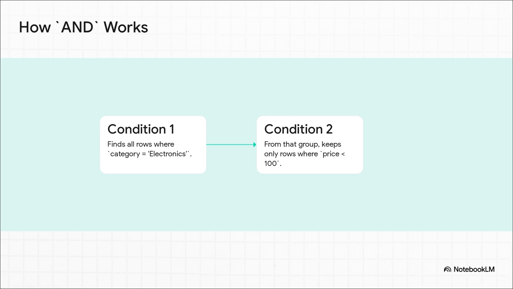It does it in two steps. First, it goes and finds all the electronics. Then, from that smaller group, it checks the price and only keeps the ones that are under $100. Both conditions have to be true for a product to make the final.